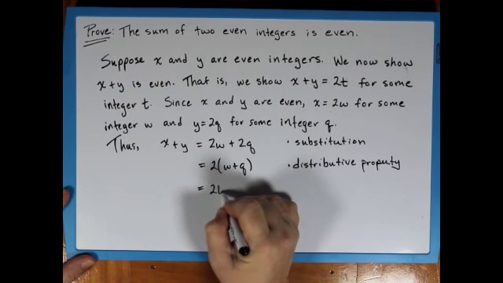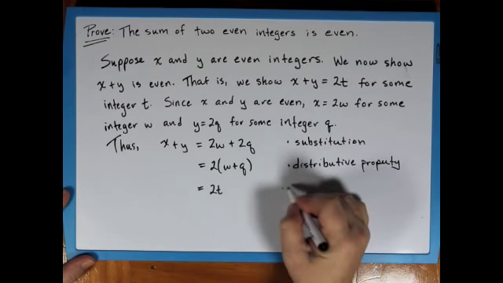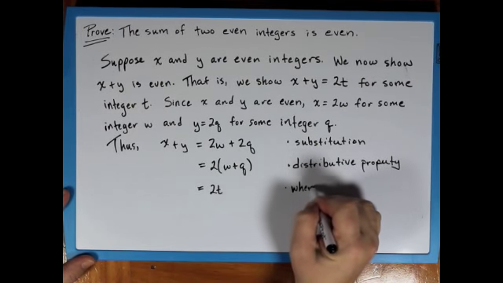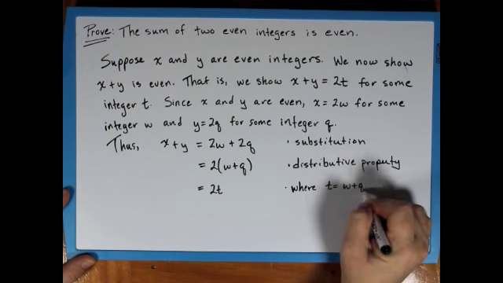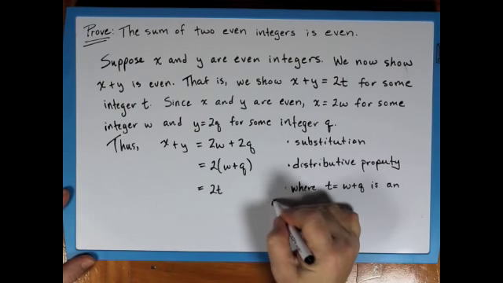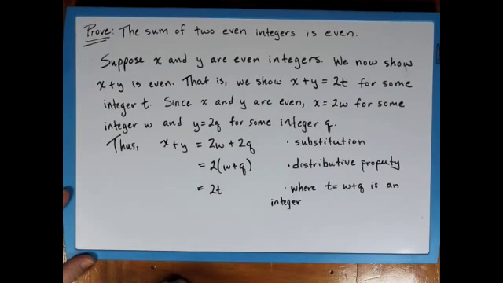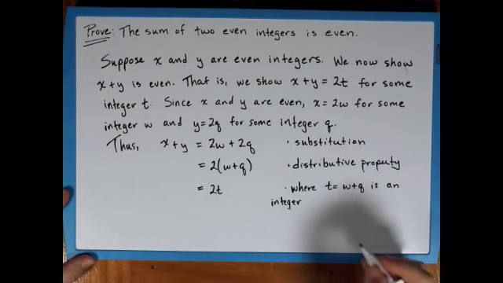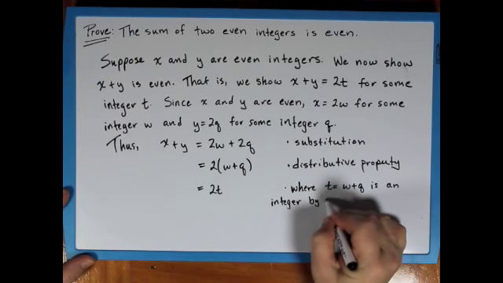Now I'm going to call 2 times the quantity w plus q, 2t, where t is equal to the quantity w plus q, an integer. And I know t is an integer because the set of integers is closed under addition. So t is an integer by closure under addition.